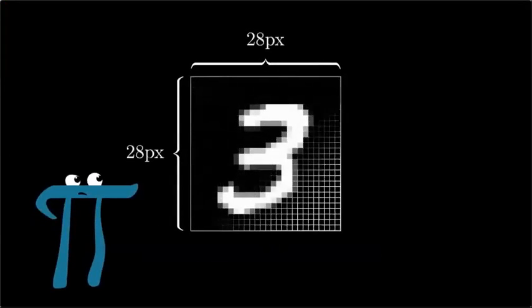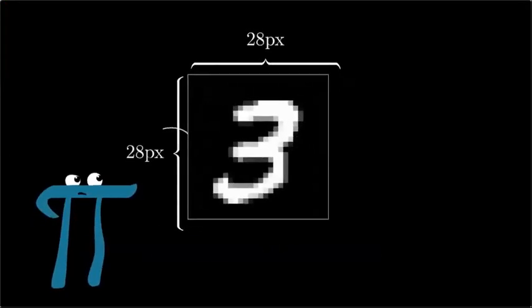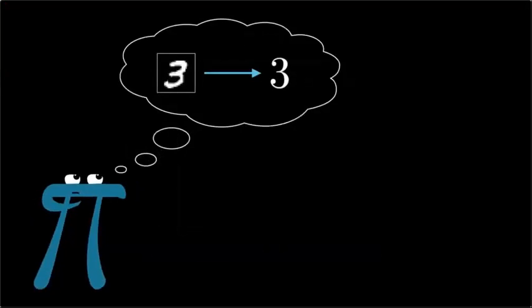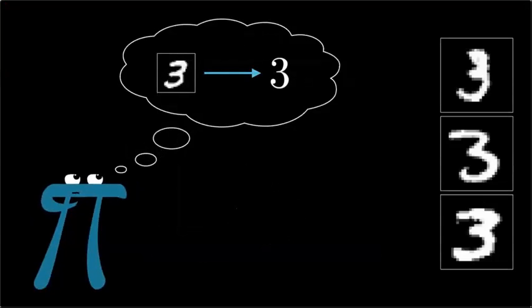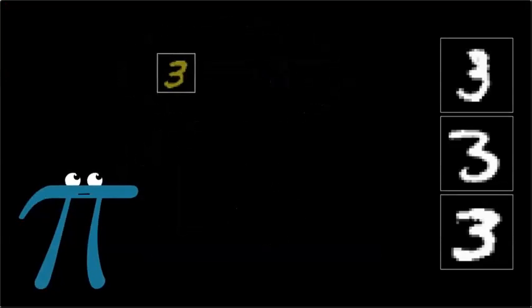This is a 3. It's sloppily written and rendered at an extremely low resolution of 28 by 28 pixels, but your brain has no trouble recognizing it as a 3. And I want you to take a moment to appreciate how crazy it is that brains can do this so effortlessly. I mean, this, and this are also recognizable as 3s, even though the specific values of each pixel are very different from one image to the next.